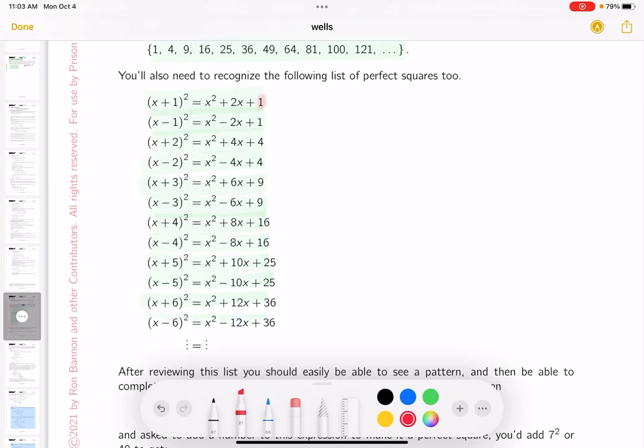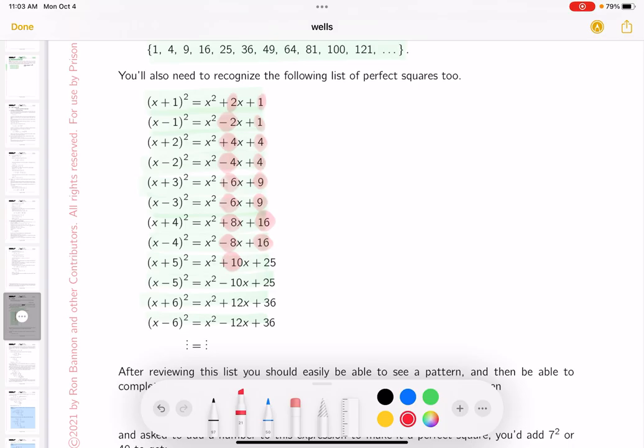If I look at the one here, it's half of this squared. Half of 4 is 2, squared is 4. Half of minus 4 is minus 2, squared is 4. Half of 6 is 3, squared is 9. Half of minus 6 is minus 3, when you square it, 9. Half of 8 is 4, when you square it, you get 16. Half of minus 8 is minus 4, when you square it, you get 16.